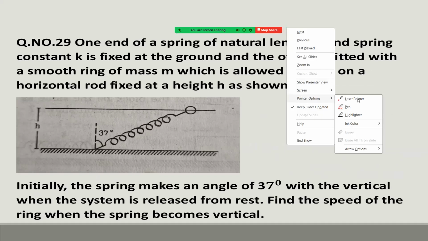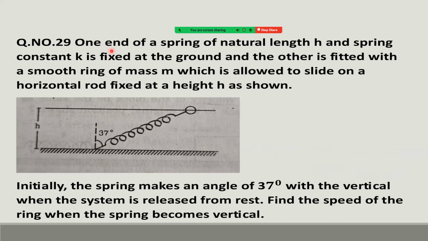Let's see the question. One end of a spring of natural length h and spring constant k is fixed at the ground. The other end is fitted with a smooth ring of mass m, which is allowed to slide on a horizontal rod fixed at a height h as shown. Initially, the spring makes an angle of 37 with the vertical when the system is released from rest. Find the speed of the ring when the spring becomes vertical.